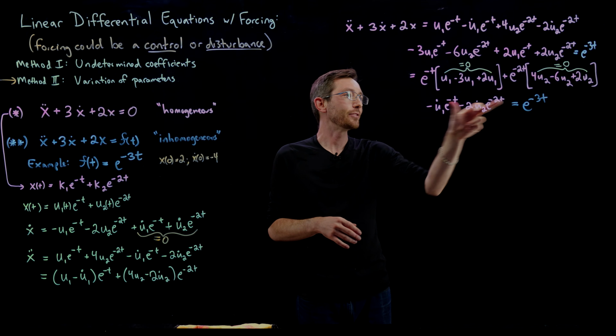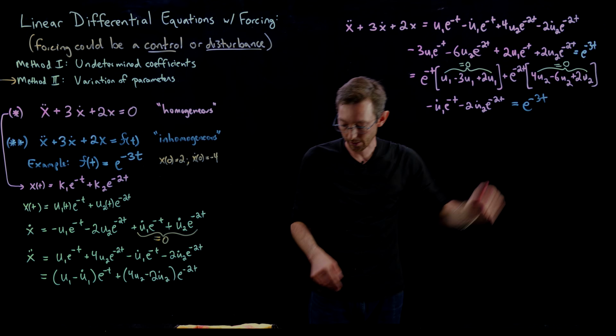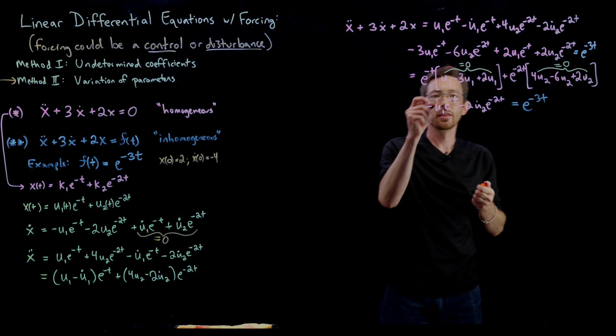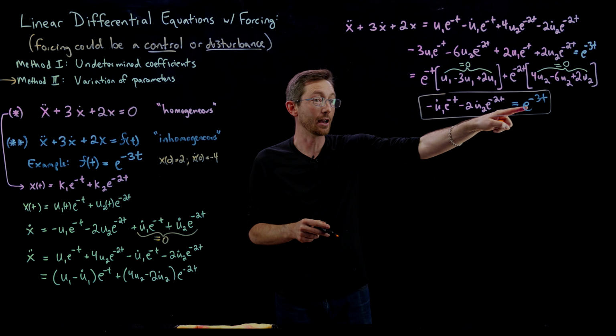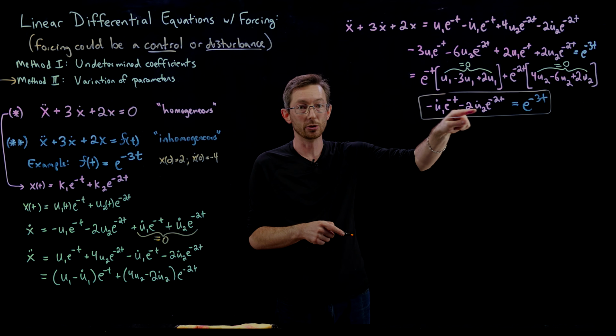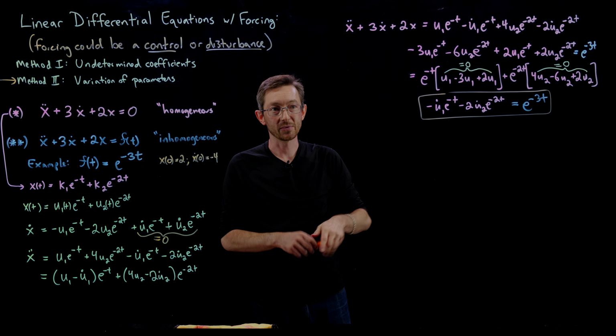And now I have this very simple differential equation here. Essentially I can ignore everything here. And this is the differential equation that we now have to solve. So now this is the only equation for u1 and u2 that I need to solve, is this equation here. So that's the last step.